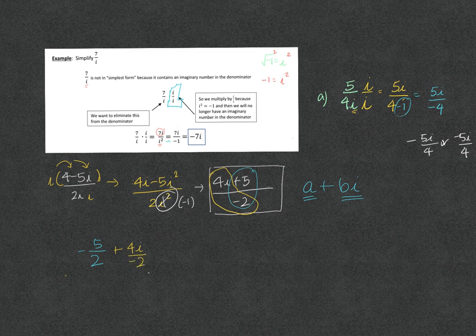The only one that we can cancel will be the 4 and the negative 2. So we are going to make this into negative 2i. Don't lose this negative. We're going to say minus 5 halves minus 2i.